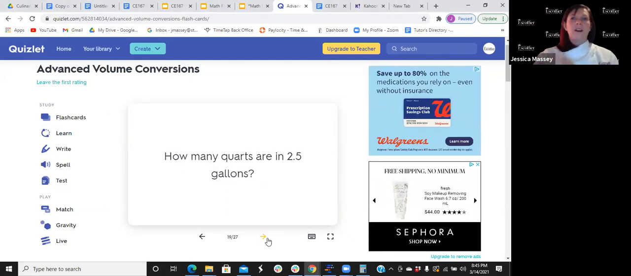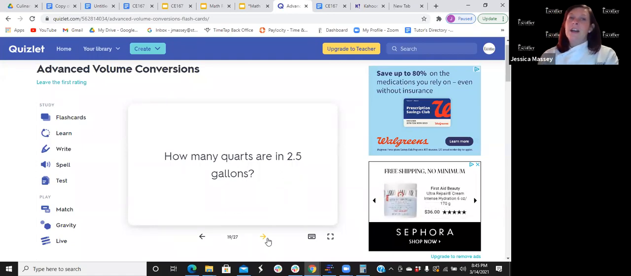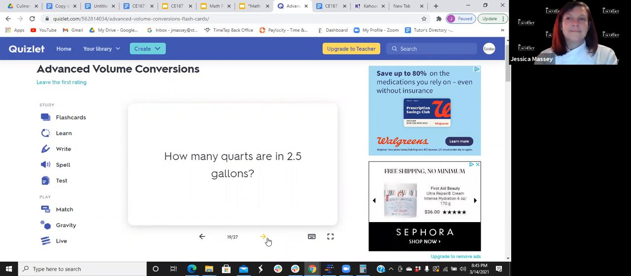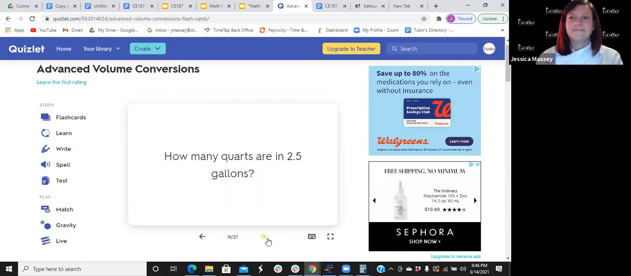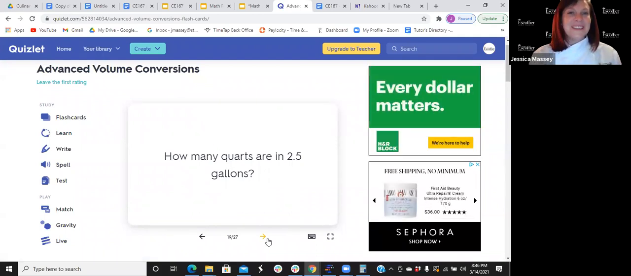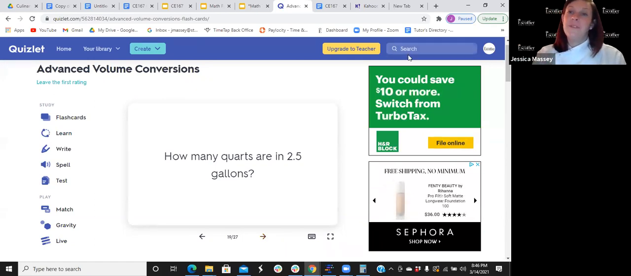How many quarts are in 2.5 gallons? Throwing a decimal at you. Getting kind of crazy. Granted, if you were with us last week, we covered decimals and they shouldn't scare you. Or fractions. Hopefully not. If they do, let us know because we definitely want to help you. We can definitely explain it better, more in depth, go over it. Because you're going to need to know that, definitely, if you don't already.